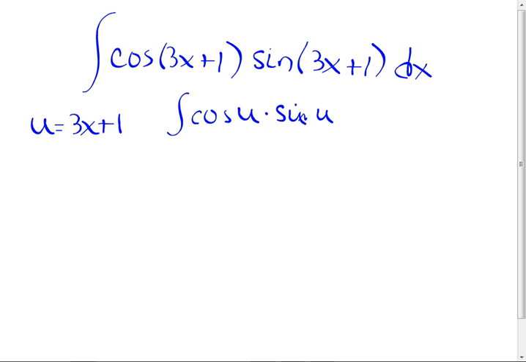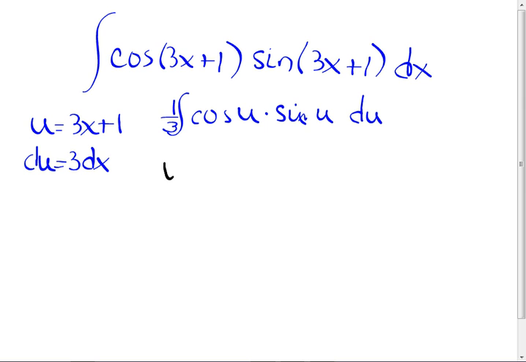And du is equal to 3 dx. So that would be 1/3 du. I don't have this on my list of integrals, do I? I don't know what cosine u times sine u is. Well, if I know a trig identity, I could do it. So that is a good effort, but it's not going to work. So what else would you like to try? That's what you do. You just try it.